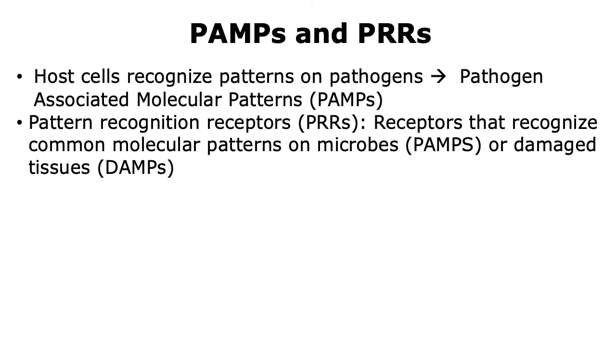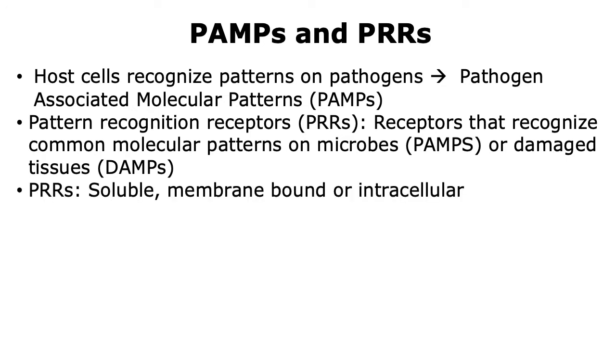Now, the pattern recognition receptors are not only able to recognize PAMPs, but they're also able to recognize damage-associated molecular patterns, or DAMPs. And these patterns occur when there is damage to tissues. The pattern recognition receptors can be soluble molecules like ficolin or mannose-binding lectin, but they can also be membrane-bound or intracellular molecules.